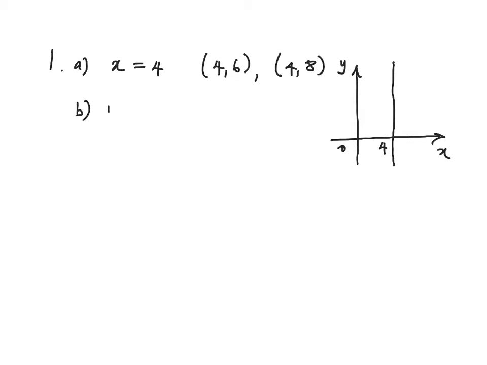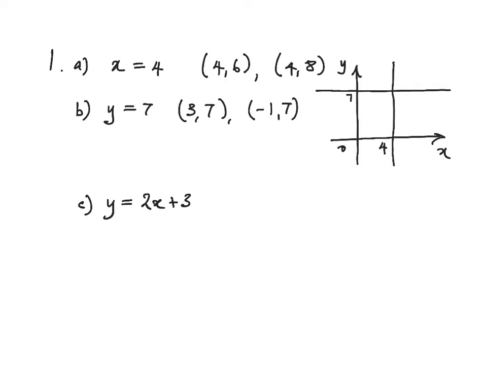Part B, y equals 7 means that the y coordinate must be 7. Here are a couple of points which have y coordinate of 7. If I plot those points and draw the line, I end up with a horizontal line like so, and that cuts the y-axis at 7.